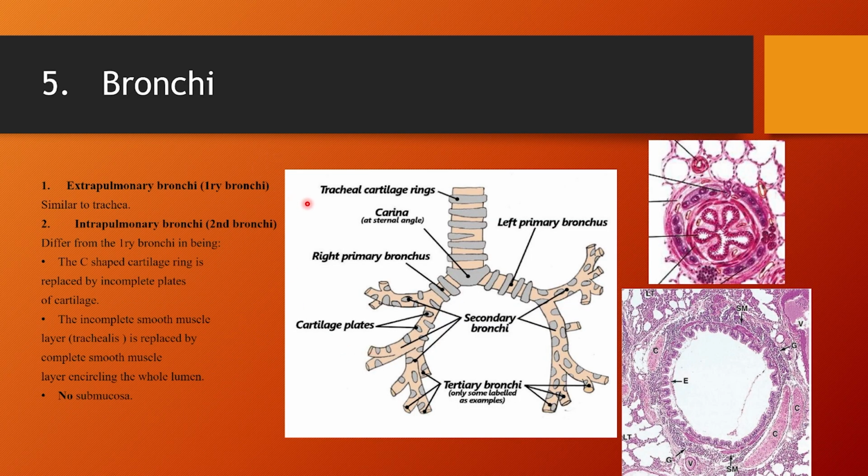Now let's talk about the bronchi. The extrapulmonary bronchi, the primary bronchi, are similar to the trachea; they have C-shaped rings. The intrapulmonary bronchi, or the secondary bronchi, differ from the primary bronchi in that the C-shaped cartilage ring is replaced by an incomplete plate of cartilage. And the incomplete smooth muscle layer, the trachealis muscle, is replaced by a complete smooth muscle layer encircling the whole lumen. So it's full with smooth muscle in the secondary bronchi, and it has no submucosa.